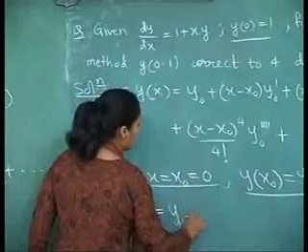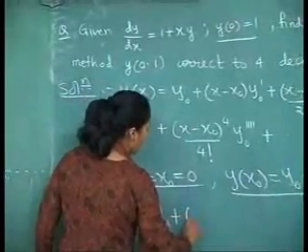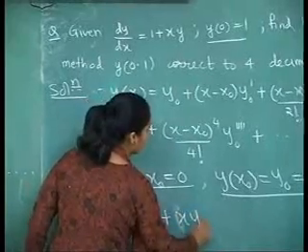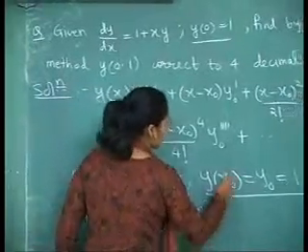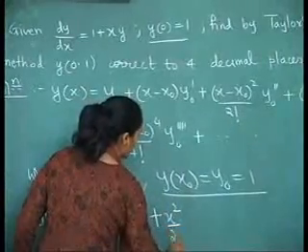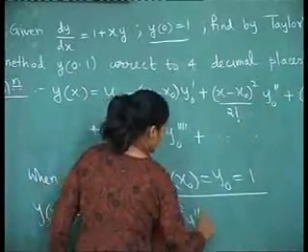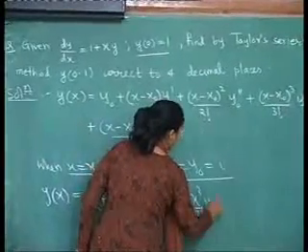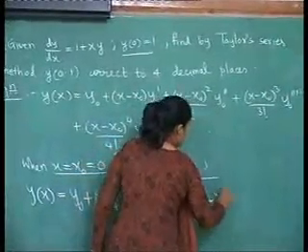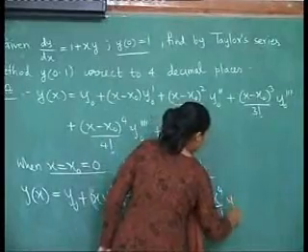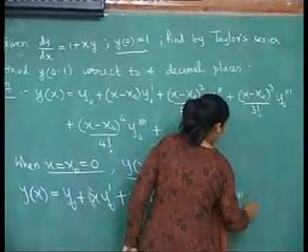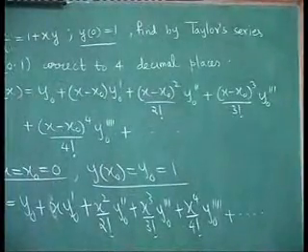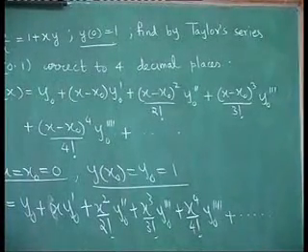I'll get y naught plus (x minus 0). So that will be x times y naught dash, plus x square by 2 factorial y naught double dash, plus x cube by 3 factorial y naught triple dash, plus x raised to 4 by 4 factorial, the fourth derivative of y at x naught, and so on.